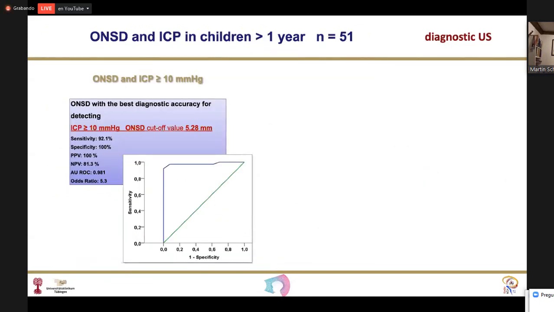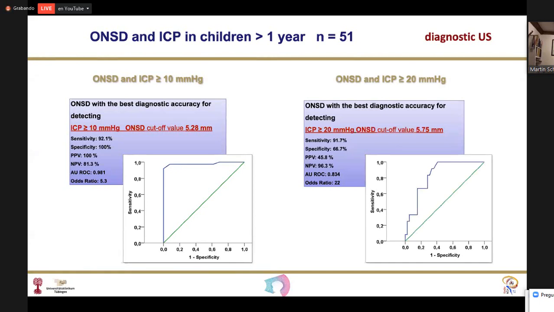Why is that a very, very good tool? Because you see here the cutoff, which we have calculated from a large set of patients, to indicate an ICP above 10 millimeters of mercury is 5.3 millimeters. And it's an extremely good sensitivity and specificity. This is the perfect diagnostic test in this ROC curve. And the cutoff for 20 millimeters of mercury is roughly 5.8 millimeters. It's not as good in specificity, but still sensitivity is very good.